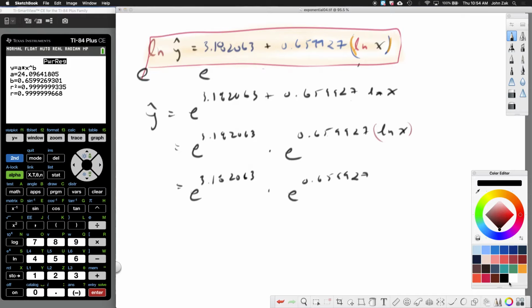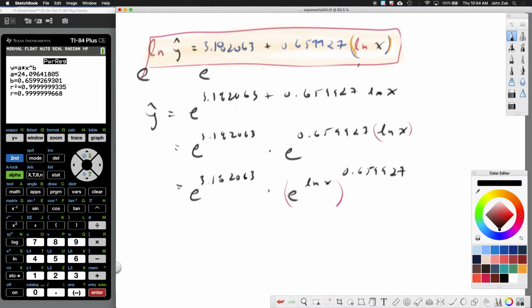0.659927, right? And then raise that to the natural, actually, you know what? I want to do the opposite. I just realized I want to put the natural log of x here, and then I want to take this numerical part and put it up here. There's a good reason for that. I just realized as I started writing this, I want to do the opposite.